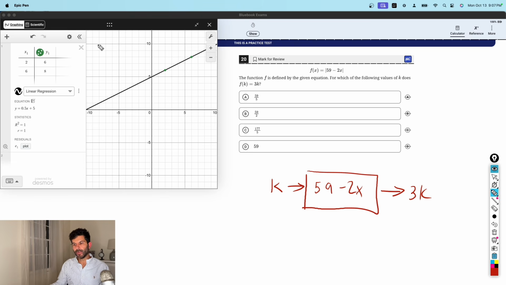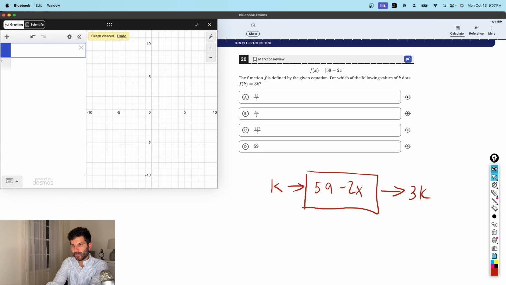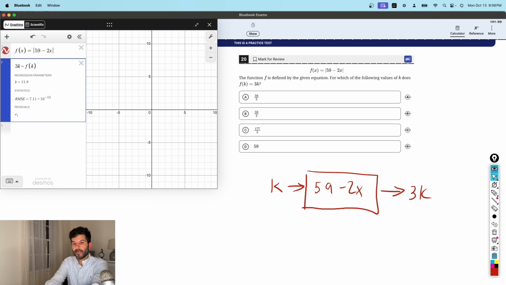Okay, so let's see what we can do with Desmos here. I think this is something that we can probably use to our advantage. So if we do f of x is equal to absolute value, that's going to be your vertical slash button there above the return, 2x, okay? And if I now go and I say that 3k expression symbol is f of k, it gives me a k value of 11.8.